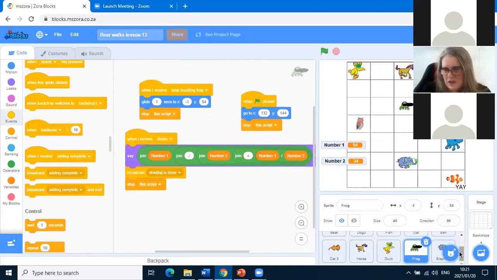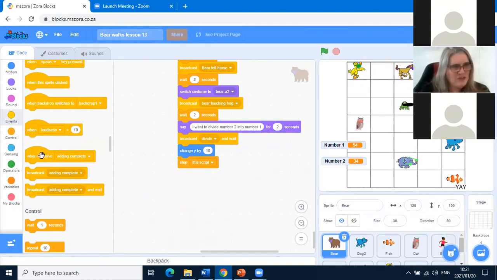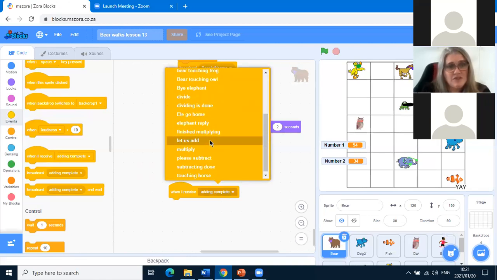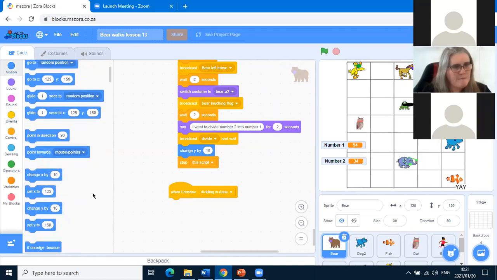Who's going to receive it? Bear, he's listening. So we're going to have when I receive, Bear's going to receive it. Dividing is done. Let's see if we can find dividing is done. There it is. Dividing is done. Got to choose the right message that he receives. Then Bear is going to go and walk. Actually, I'm going to make him glide to cat. Okay. Or we can move X by so many points. Hey, let's change X by. I wonder how many steps it will take for him to go down to cat.